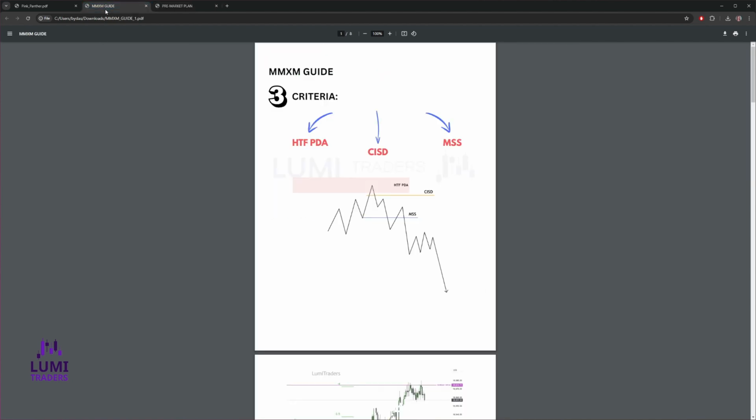Once again, how do we want to play the market maker model? We want to have a high time frame PDRA. We want to have change in the state of delivery. We want to have market structure shift. At this point, we can say we got a perfect market maker model.